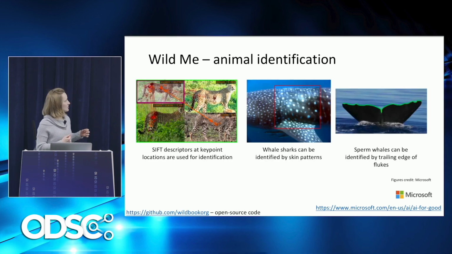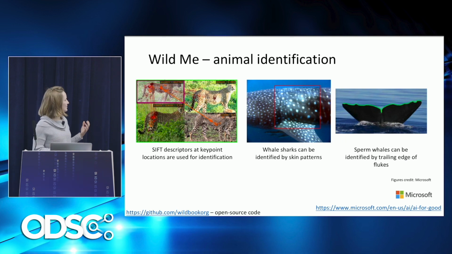And then we need to actually identify the animals, so surprisingly it's using old-fashioned computer vision techniques. So they're using SIFT descriptors at key points to identify whether the 2 photos correspond to the same animal.